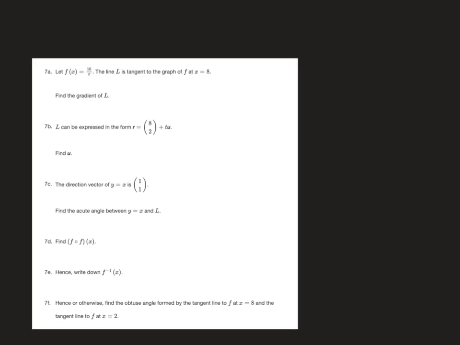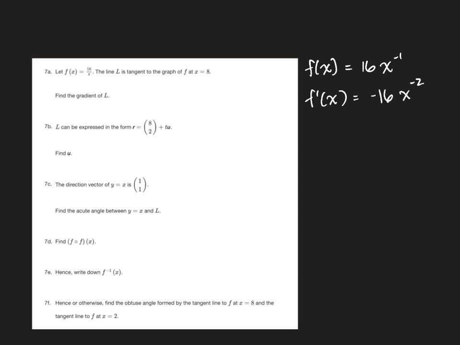Okie dokie. Question 7. f(x) is 16 over x, and L is the tangent line of f at x equals 8. And it wants you to find the gradient of that. So first of all, let's get the derivative, because remember, gradient is slope. So we're going to rewrite this. f(x) is 16x to the negative 1. Then f prime is going to be negative 16x to the negative 2.